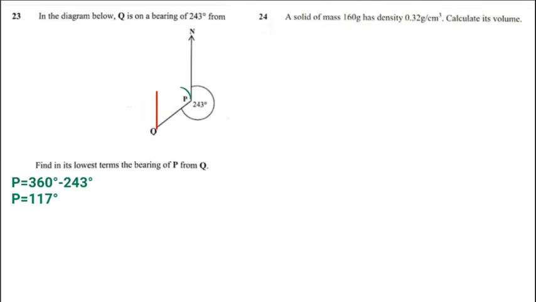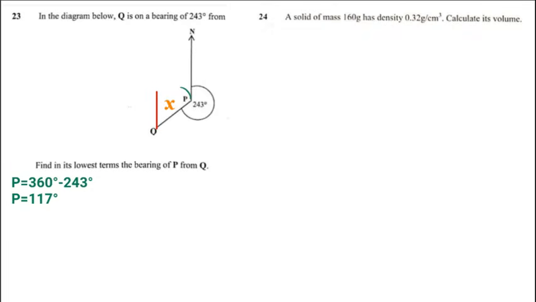So we're going to use the property which is co-interior angles add up to 180 degrees. So we're going to add 117 plus that angle which I'll name X. Then that angle X plus 117 should give us 180 degrees, because co-interior angles add up to 180 degrees, and they are so because the red line and the line which is written in are parallel lines.